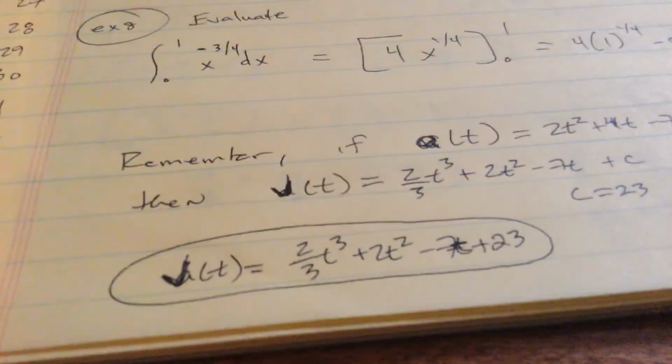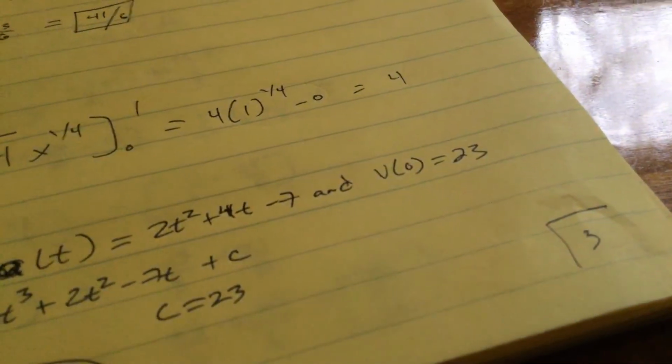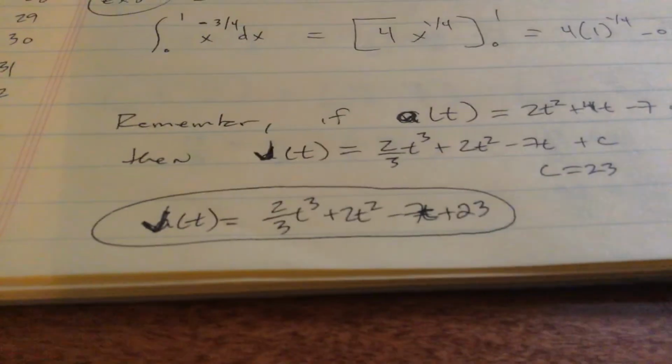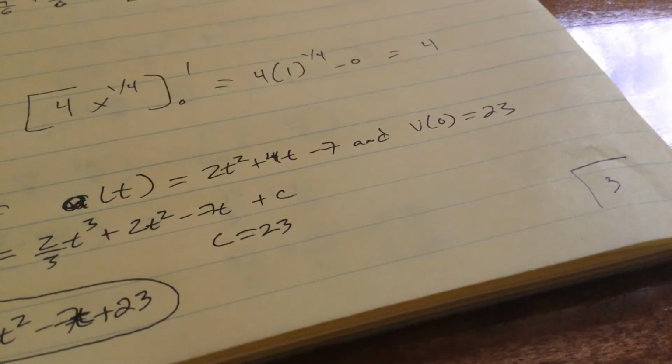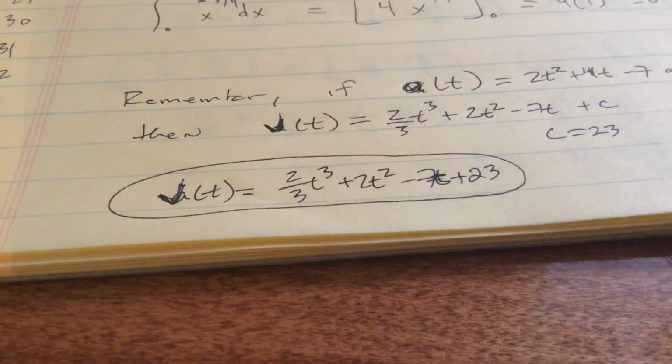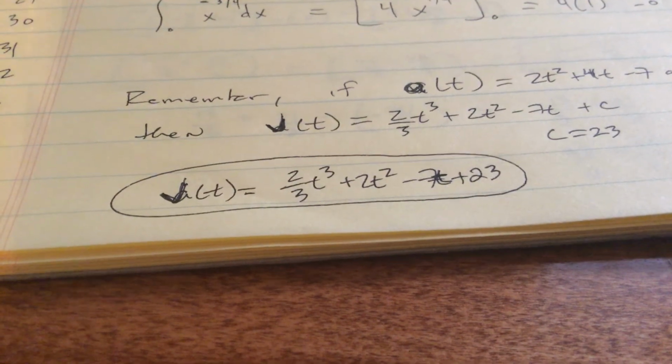Now, remember, if your acceleration function is that and your initial velocity is 23, then your velocity function is the antiderivative of acceleration plus c, but c would have to be 23, because if you plug 0 in for t, then 23 would equal c. That would be your velocity function. All right, so that's a good little thing to have down there. And lastly, for section 5.3, then we're going to talk about 5.4.